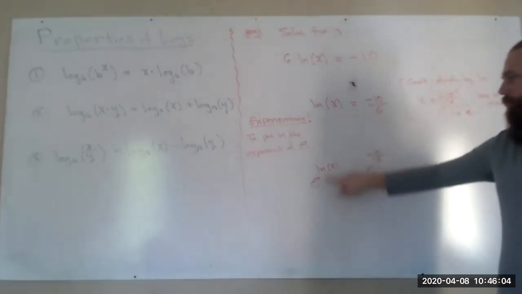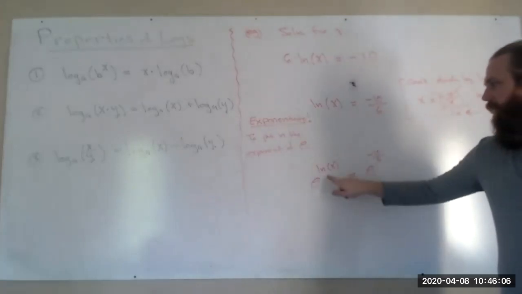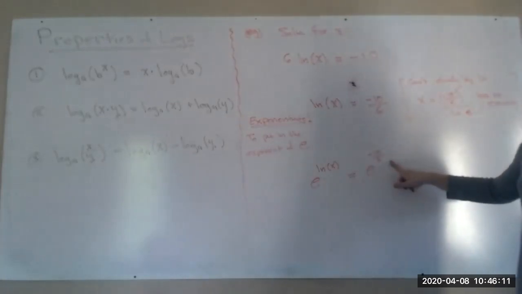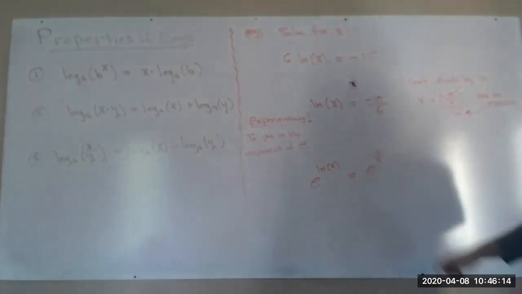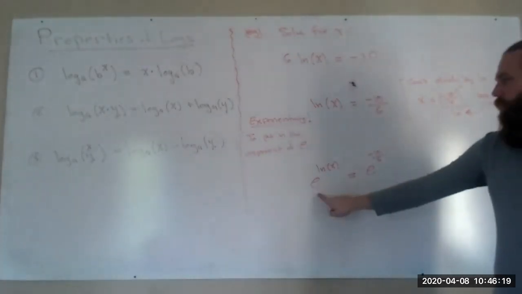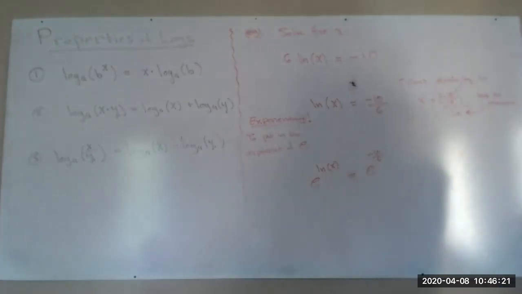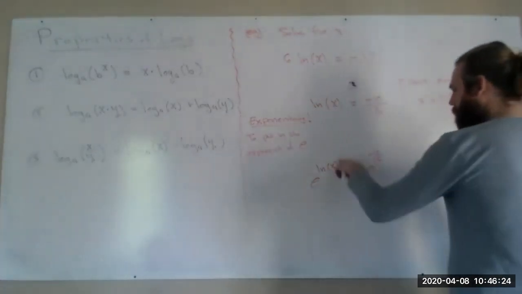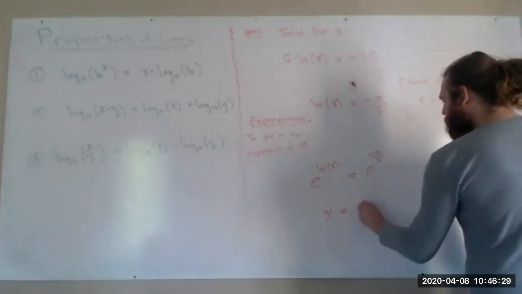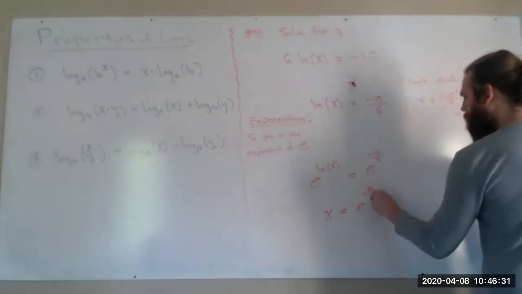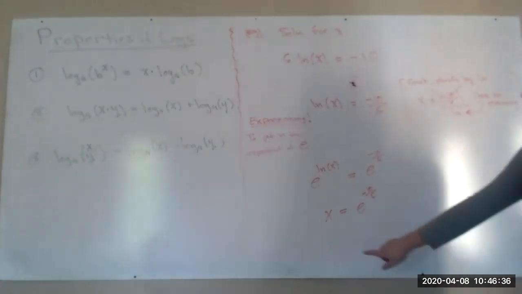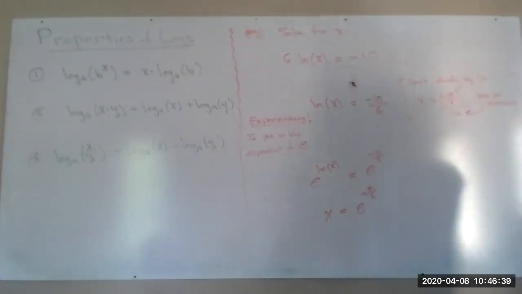So ln x becomes e raised to the ln x. I put ln x in the exponent of e. And negative 10 over 6 becomes e to the negative 10 over 6. I put this side in the exponent of e. Why is this nice? Because e raised to the ln of some stuff is always just that stuff. The left-hand side simplifies to x. And that's your solution. x is equal to e raised to the power of negative 10/6.